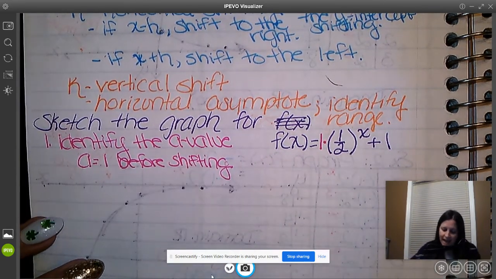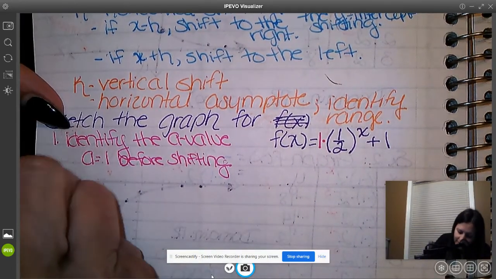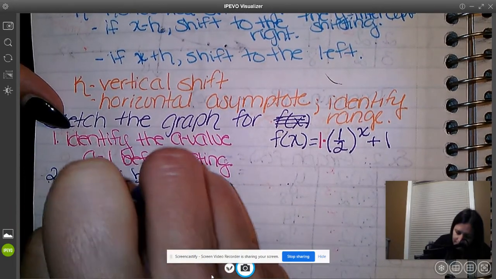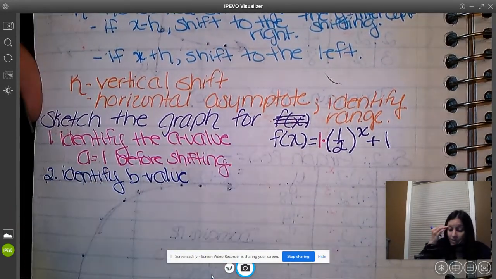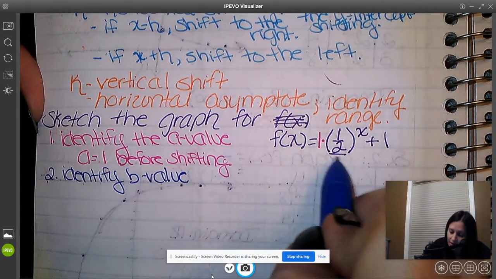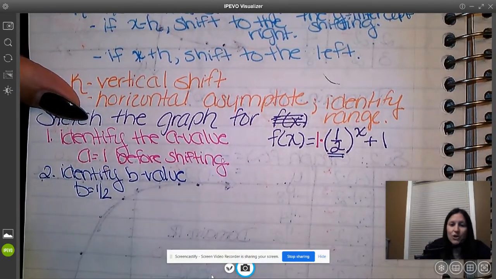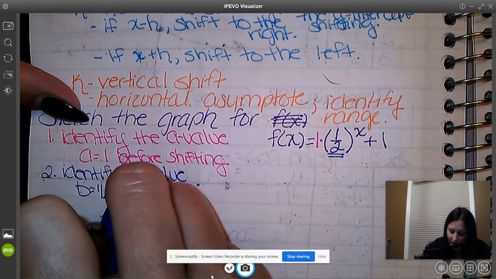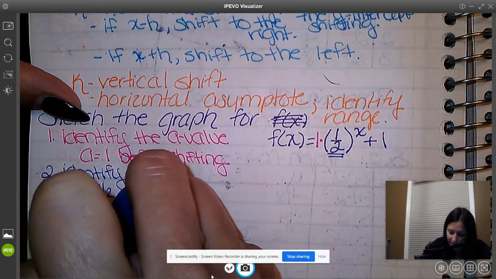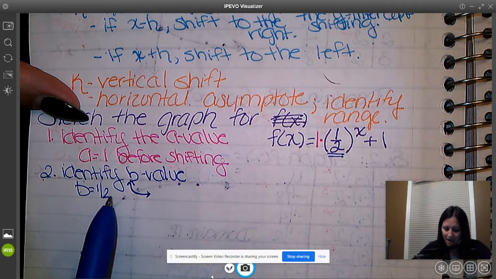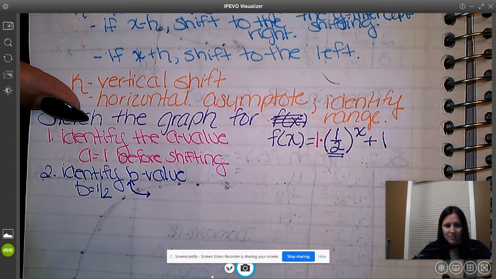So let's look at the B value. Our B value right here is 1/2. It's less than 1, so that means our graph is going to look like this. That's what the 1/2 means. So my b value of 1/2 tells me I have exponential decay.